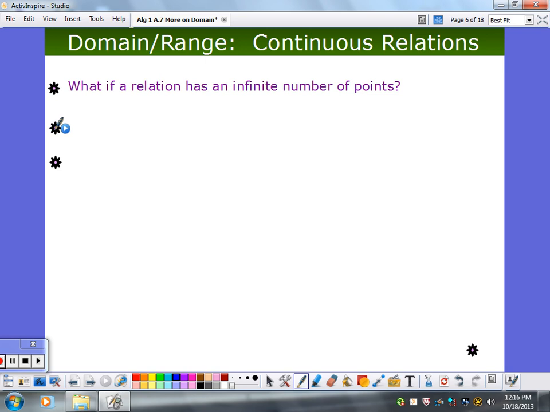I can't just pick out what's my domain, what's my range. We're going to use this idea of inequality symbols to help us describe our domain and our range. We're going to make a rule about it. First, let's make sure we know our inequality symbols.